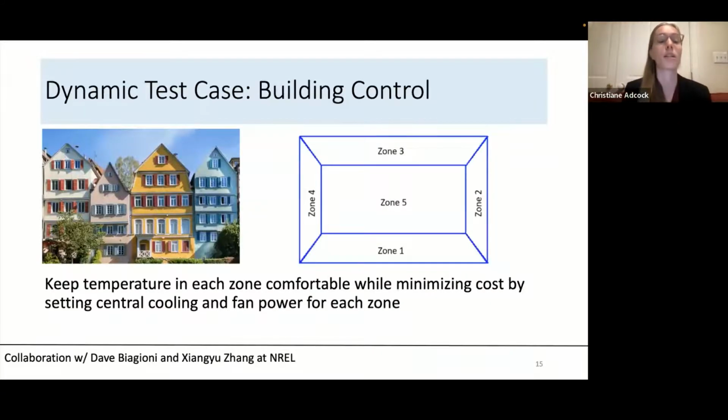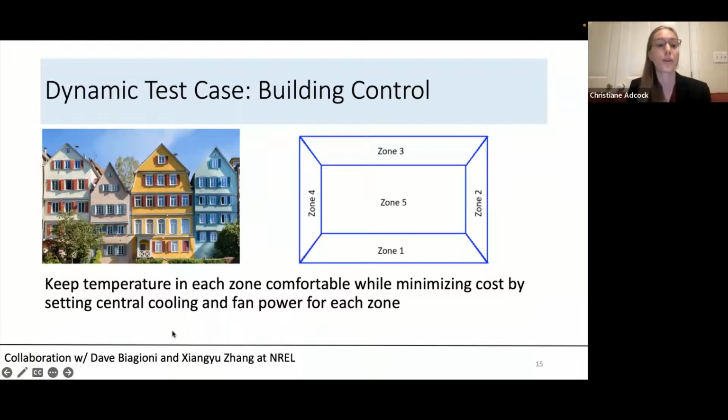Now I want to move on to talking about differentiable predictive control for a dynamic test case. I don't have results yet for wind farm control, so I just very briefly want to talk about building control to give a sense of what DPC can look like and the kind of benefits you can get by using DPC for a dynamic test case.